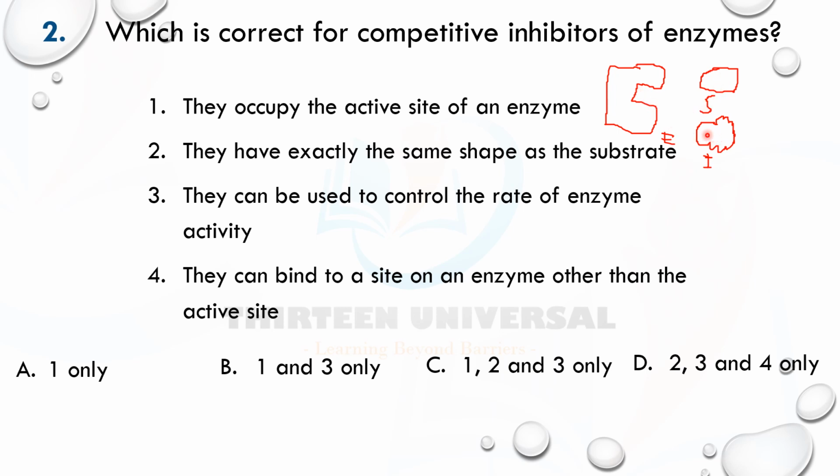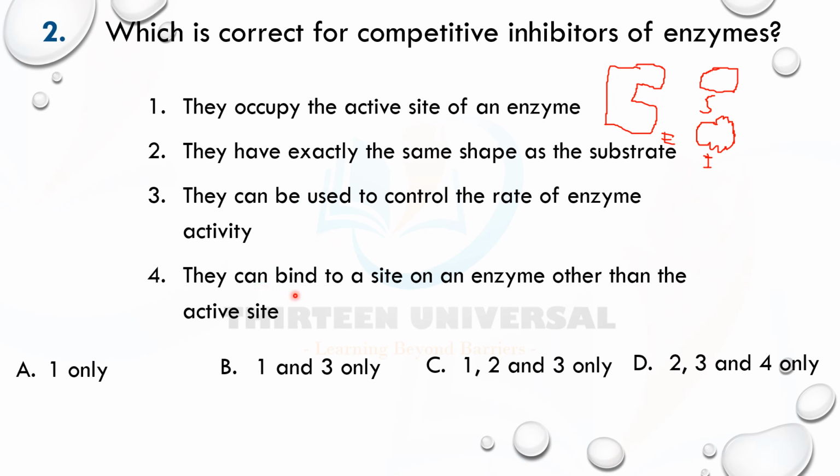This can fit in this, right? They say they have exactly the same shape as the substrate. No, they have a similar shape. So this is wrong. Number 1 is correct. Number 3 says they can be used to control the rate of enzyme activity. Yes, all inhibitors can control the rate of enzyme activity. They can slow it down, because when it binds to the active site, it blocks the substrate, thereby slowing down the reaction or stopping it. So 3 is correct.